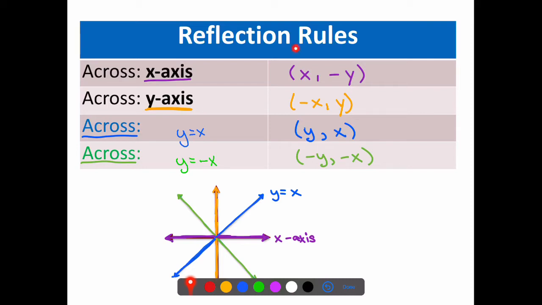These only work when we're crossing the x-axis, the y-axis, or the lines of reflection for y equals x or y equals negative x. It will not work for the reflection across y equals 2 or x equals negative 1. For those, we actually need to use some common sense and piece together some things. But if they give us an x-axis, y-axis, or these two lines, you can automatically just plug them into these reflection rules. All right, let's go ahead and continue on.